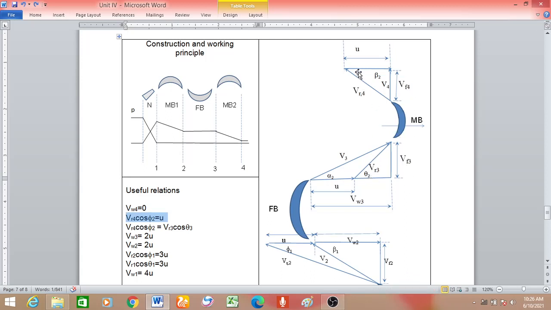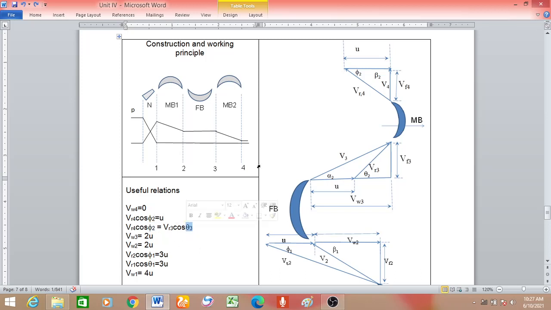Theta 2 is the blade angle at inlet for the second stage, and phi 2 is the blade angle at outlet for the second stage. So both must be the same. Or I can write VR4 cos phi 2 must be equal to VR3, so VR4 must be equal to VR3. I have applied that, and the blade angle at inlet and outlet of the second stage will be equal.